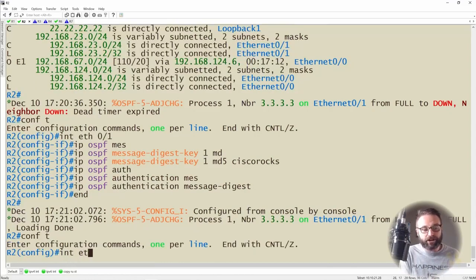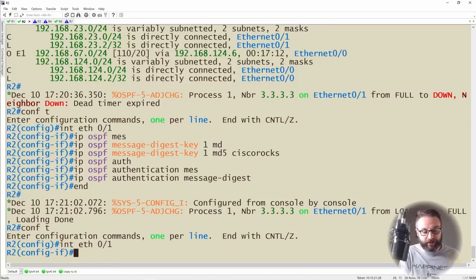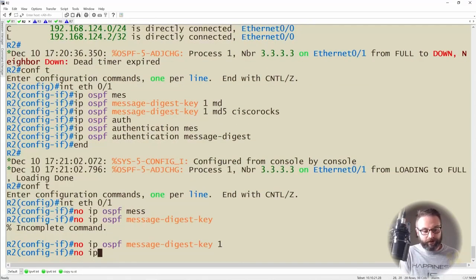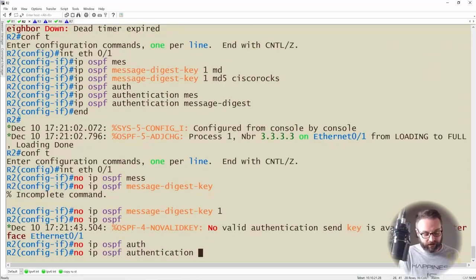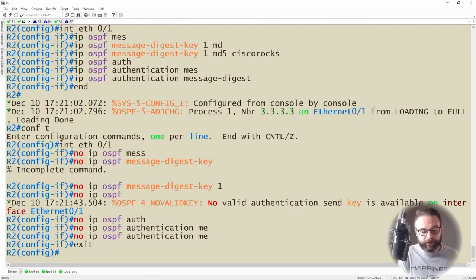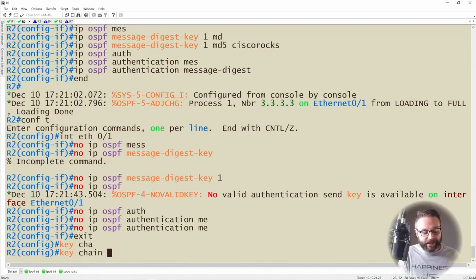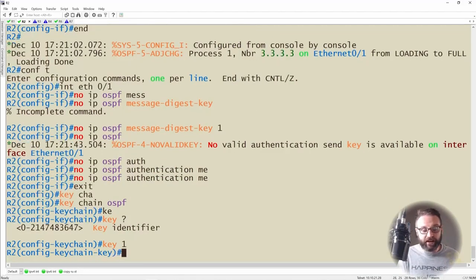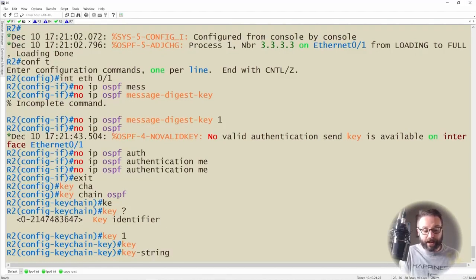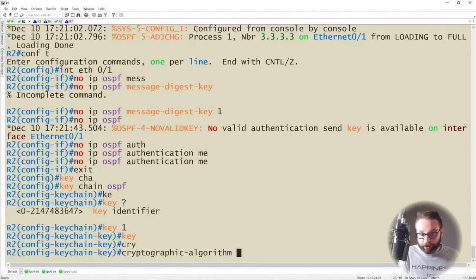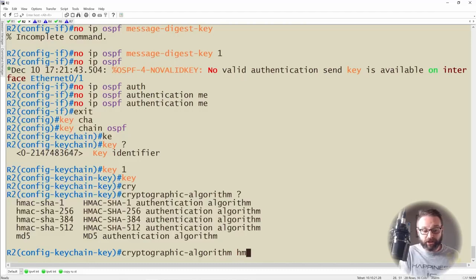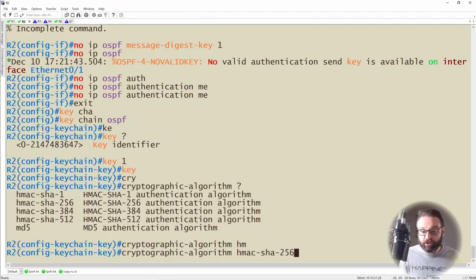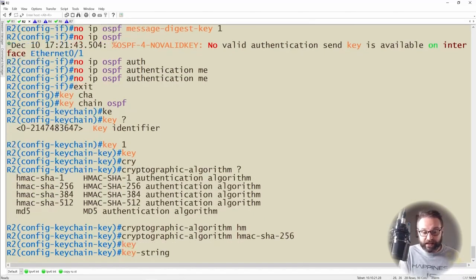So if I go into configuration mode and I go into interface Ethernet 01, I'll say no IP OSPF message digest key, and I'll say no IP OSPF authentication message digest. Now from configuration mode, I'm going to create a keychain called OSPF. I'll specify for my first key of key 1, and then I'll say my cryptographic algorithm is going to be HMAC SHA. Let's go with 256 just for fun. The key string will be Cisco rocks one more time.